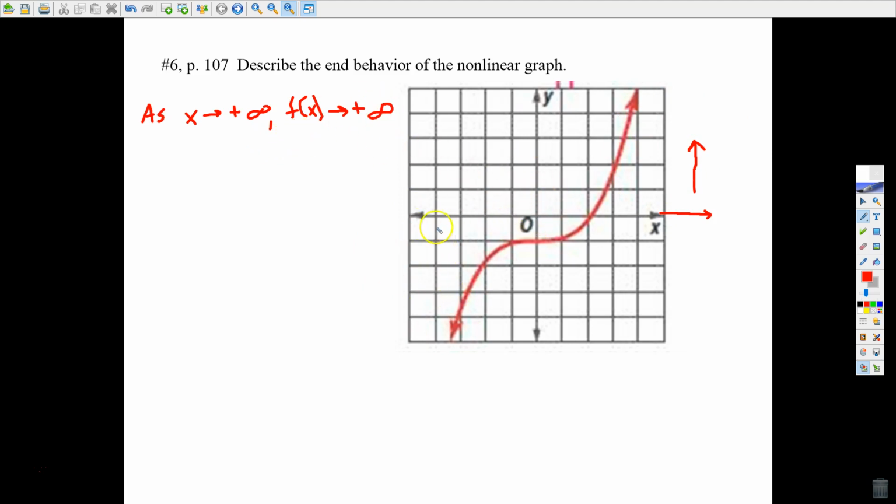So going to the left, as x approaches negative infinity, which would be this way, then the graph, the function, also goes to negative infinity, because going down on the y-axis is the negative infinity direction for the y-axis. So as x approaches negative infinity, the function does that as well. Okay, and that's all there is to it. This would be your answer for number 6 on page 107.